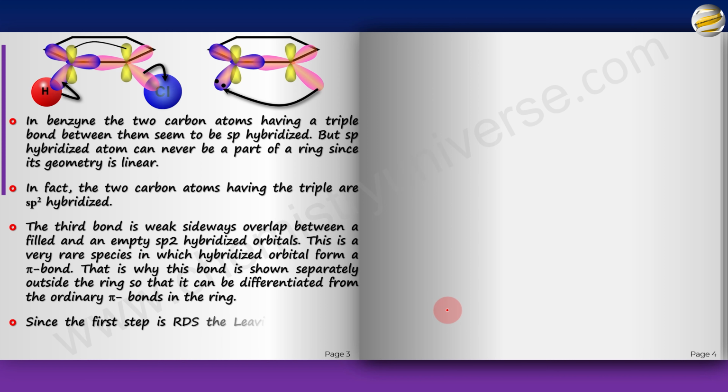Since the first step is RDS, that is the one in which the proton is being taken out, the leaving group does not influence the rate of the benzyne mechanism. And since the first step is the RDS, it is a bimolecular reaction as well as its order is 2.